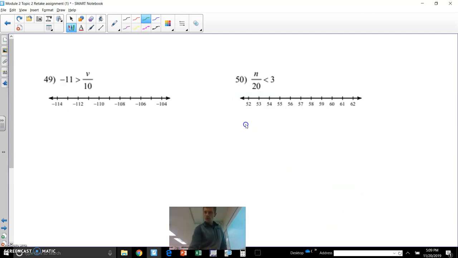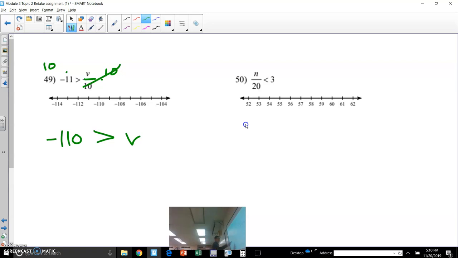Let's see what other ones we want to talk about. Let's try number 5. Trying to get v by itself. v is currently dividing by 10. So let's do the opposite and multiply by 10. 10 times -11 is -110. But I don't want to flip the sign because 10 wasn't a negative number. Okay, multiplying or dividing by a negative number would flip the sign.